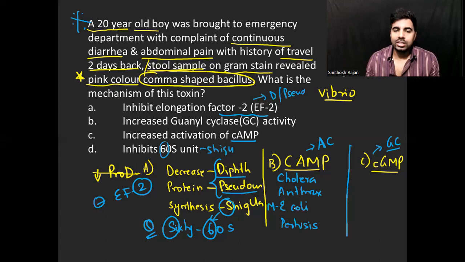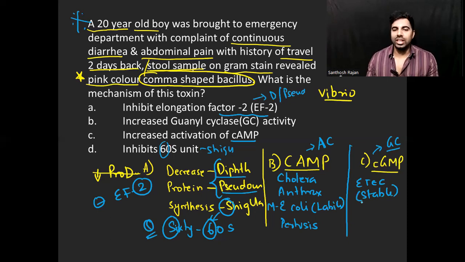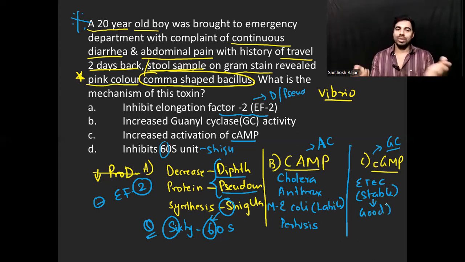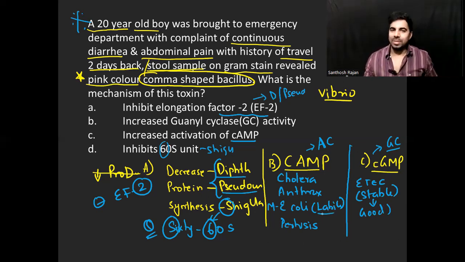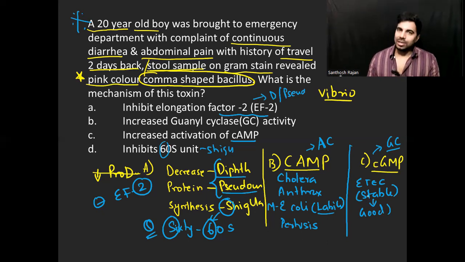Here, E. coli, this is the labile toxin. The labile toxin is the ETEC variant that acts here, and the ETEC stable variant acts on cGMP. Even if you forget labile versus stable, remember that stable people are good people, and labile people are vulnerable, so they are bad. ETEC also has a stable toxin. Clear now?